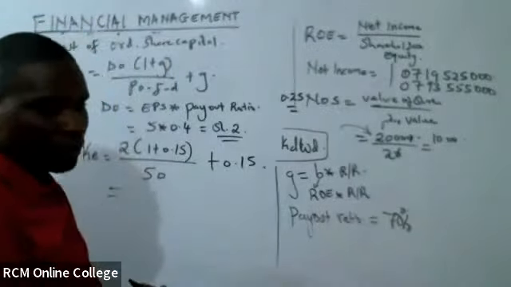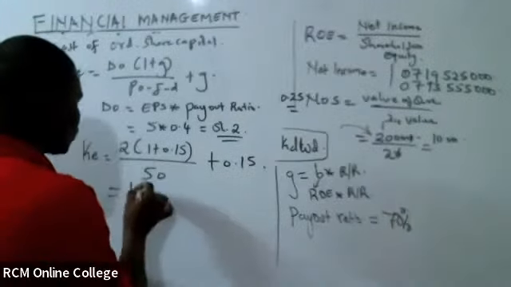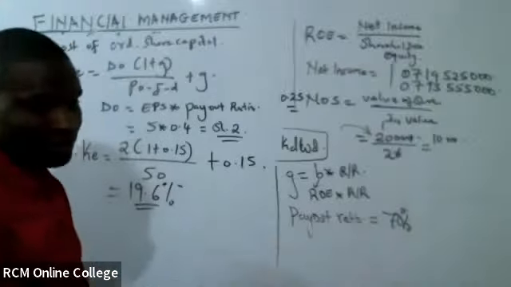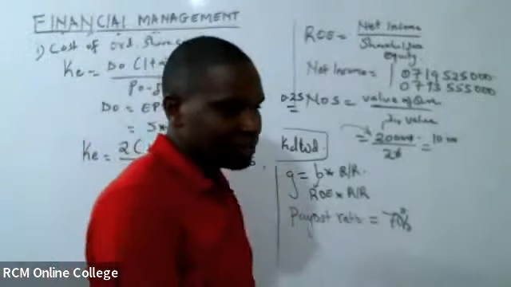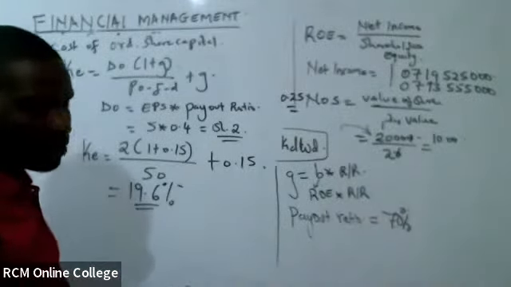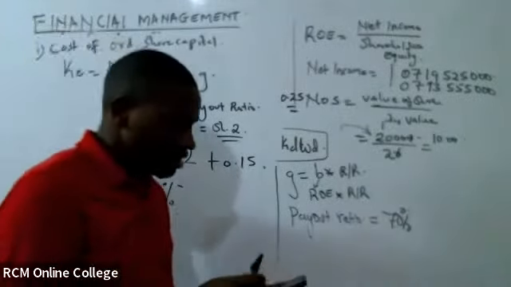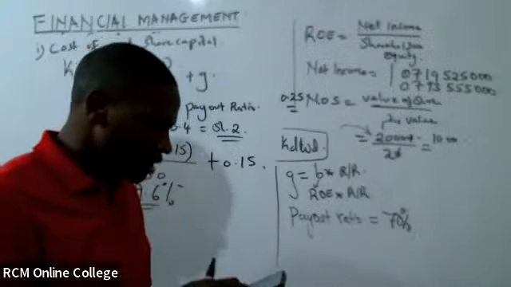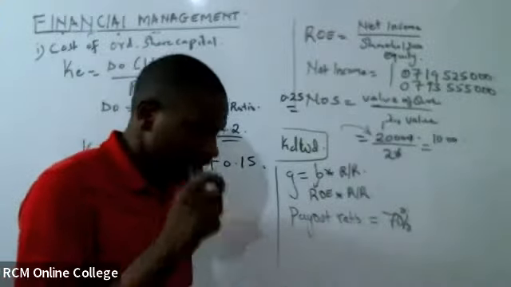So people are getting 19.6%. Imagine we are done. Class, once we are through with that, they want us to get to the next part, which is Roman number 3. And this Roman number 3 is the cost of debenture capital.